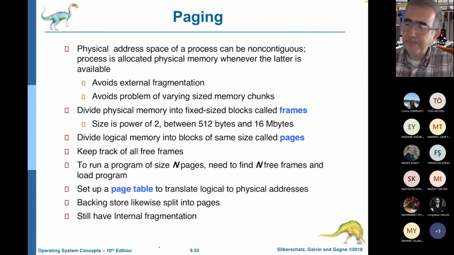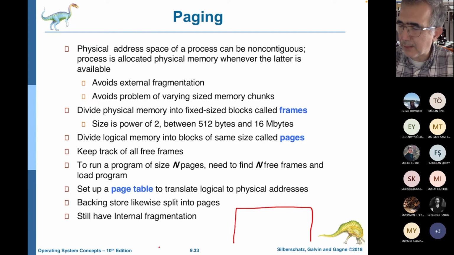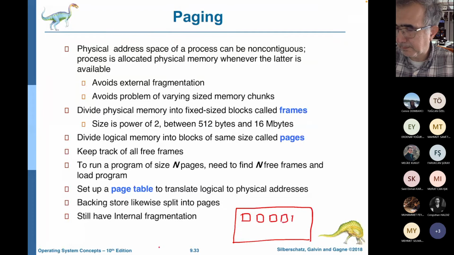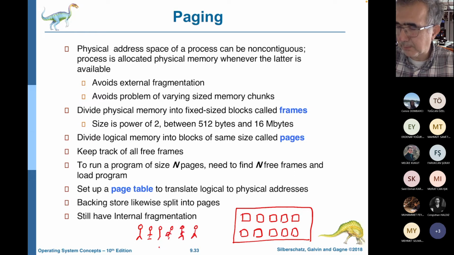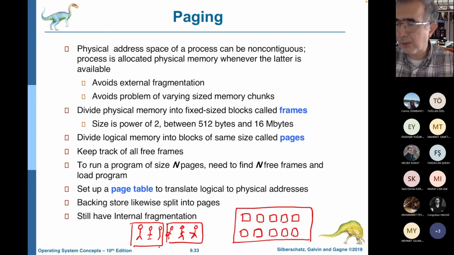With paging, these groups have fixed sizes. You have fixed size tables, and the group, assume that these are people, is divided into standard chunks.